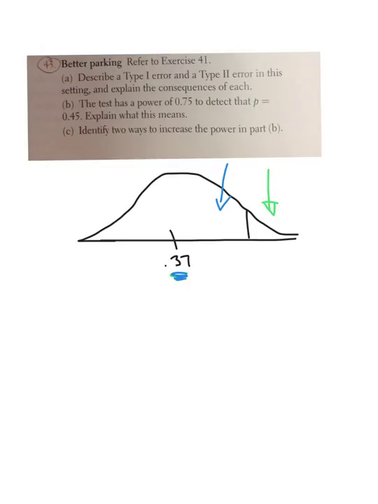Okay, so what this means is, let's see, letter B. So the way we say this is that against an alternative value of 45%, we still have a 75% chance of correctly rejecting the null hypothesis. That's what the power means. So it's the sensitivity of the test. Even though it's at 45, we still reject the null hypothesis, and we have a 75% chance of doing that.